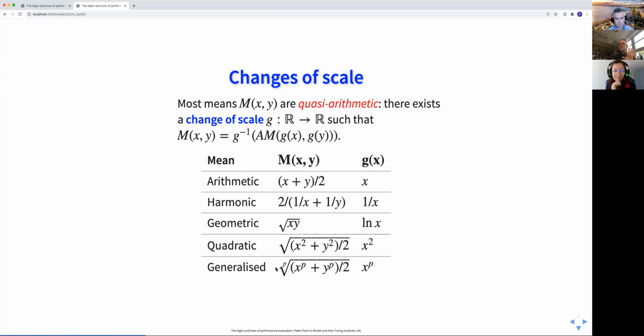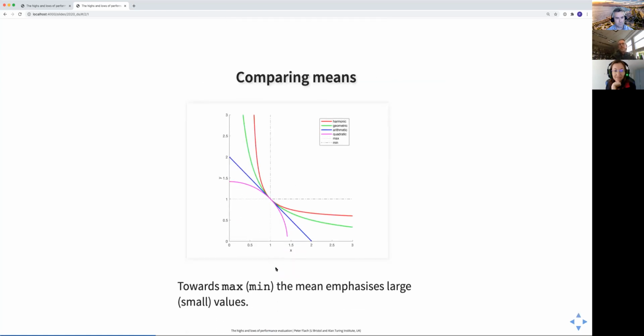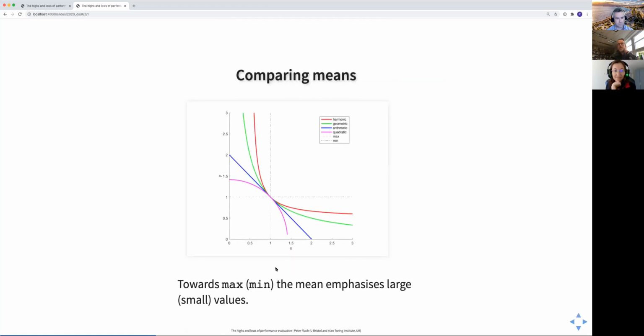But so in some sense, if we only want to apply arithmetic means, we should be prepared to sometimes change the scale. And then the question becomes, when do we change the scale? And here's an illustration. If you look at the blue line, all these lines are different means. They all go through (1, 1), because any mean says that the mean of two equal values is that value. So these lines connect points of which the mean is 1.